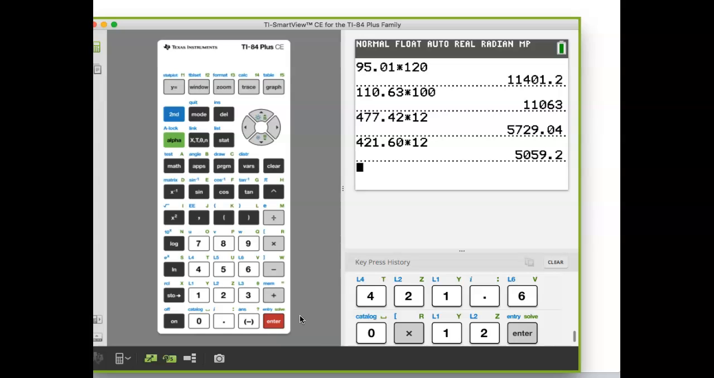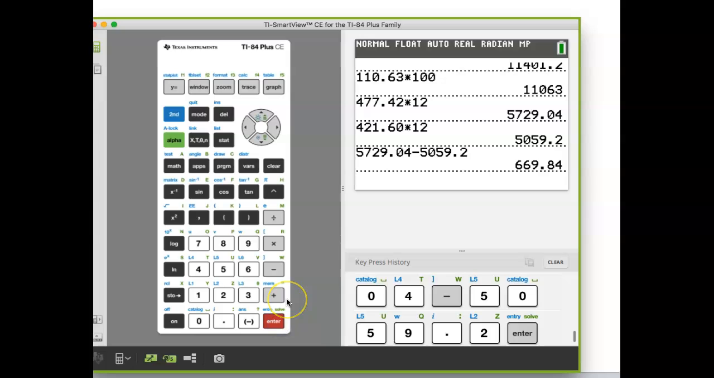So over the course of 1 year, you'd be saving almost $700: 5,729.04 minus the 5,059.20. So 669.84.